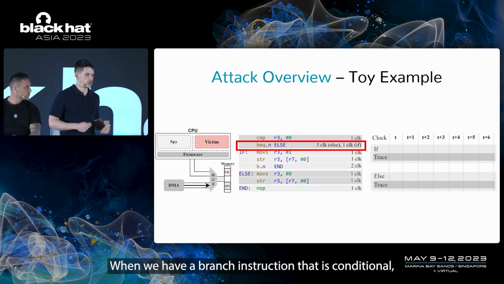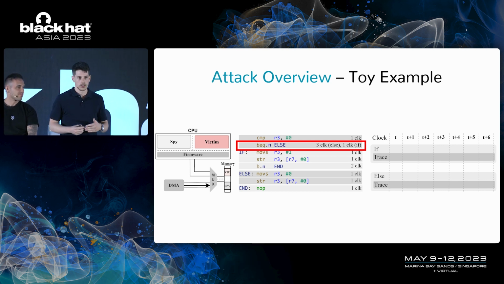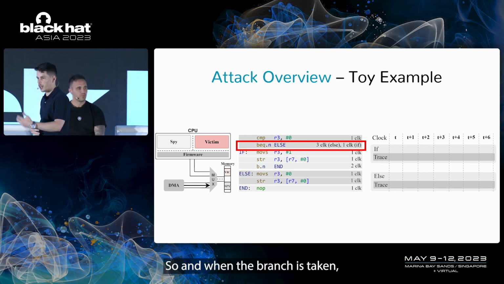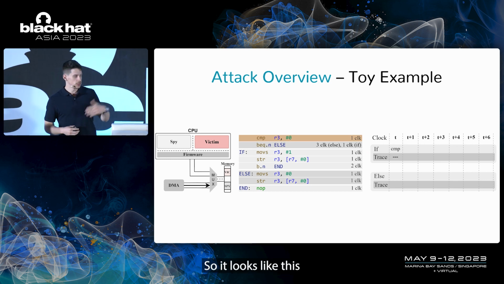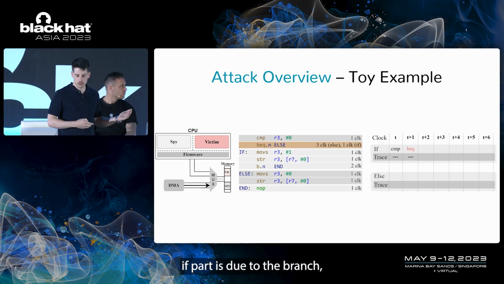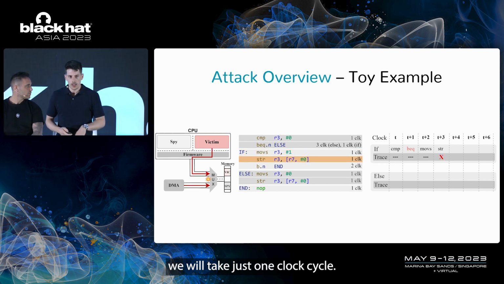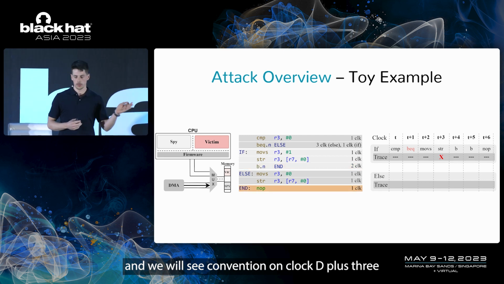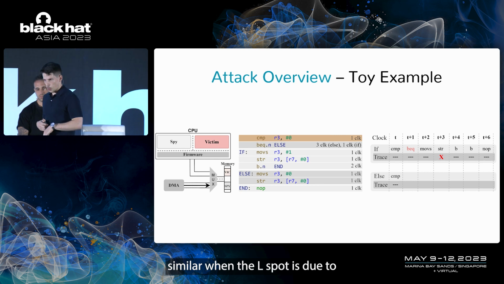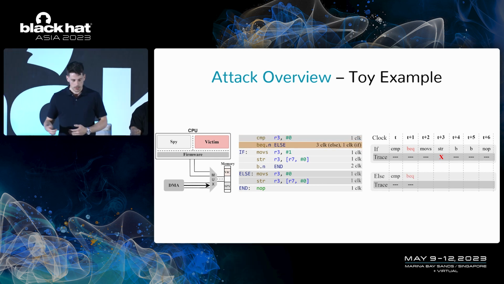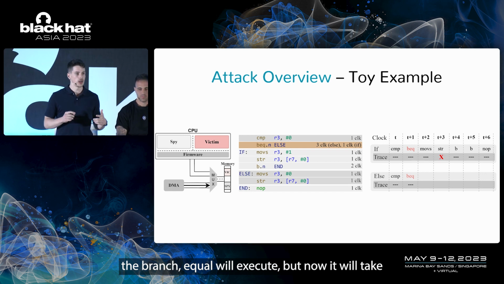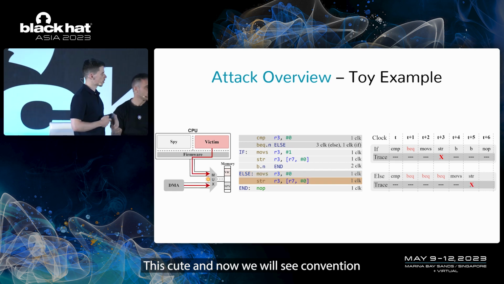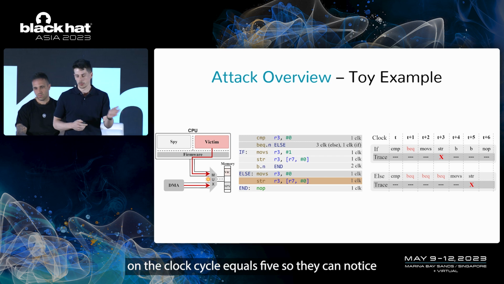When we have a conditional branch instruction, it can take 1 clock cycle when there is no branch, and when the branch is taken, it will take 3 clock cycles. So it looks like this. When the if path is executed, the branch will take just 1 clock cycle. When the store tries to access memory, it will create contention, and we will see contention on clock t plus 3. Similarly, when the else path executes, the branch equal will execute, but now it will take the branch, and it will take 3 clock cycles to execute. And now we will see contention on the clock cycle t plus 5.